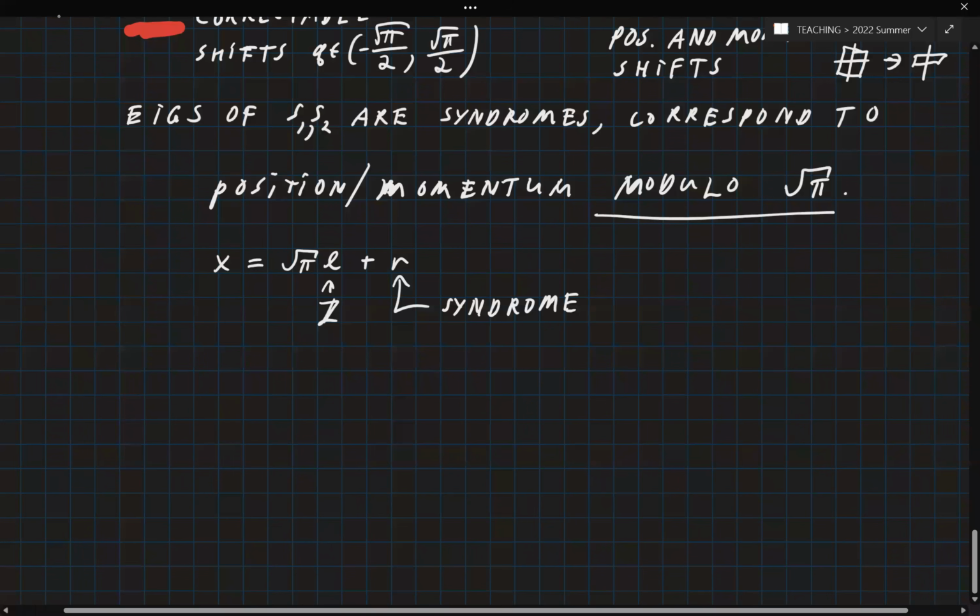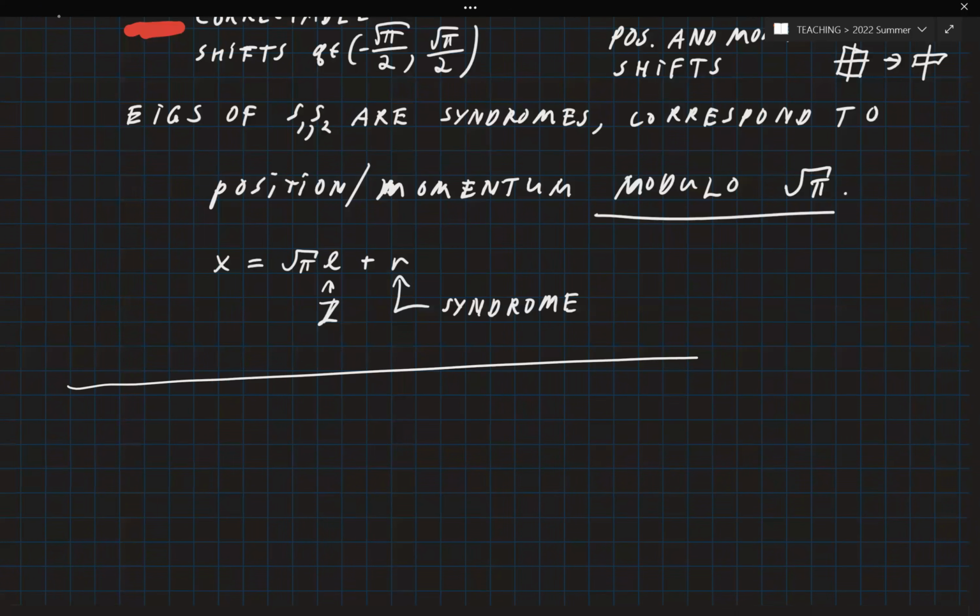Yeah. How do you physically measure the remainder R without moving X? Good question. You have to generalize this C0 gate that we used to extract syndrome information for the repetition code. It's the same type of procedure.